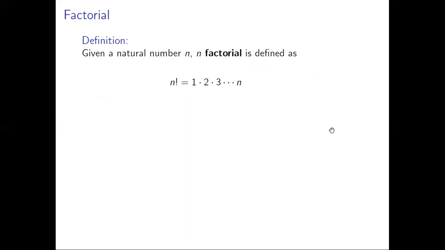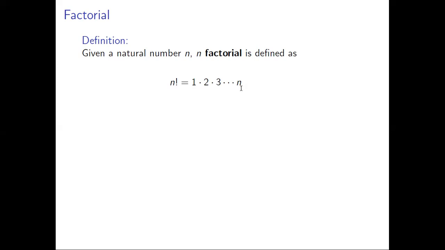Now, based on this idea of product notation, we can introduce a new definition, which will become more important when we talk about counting in a future week. Given a natural number n, we define n factorial as follows. We write it like this: n with an exclamation point. n factorial is equal to 1 times 2 times 3 dot dot dot times n. So you multiply the numbers starting from 1 all the way through n, and that gives you n factorial.